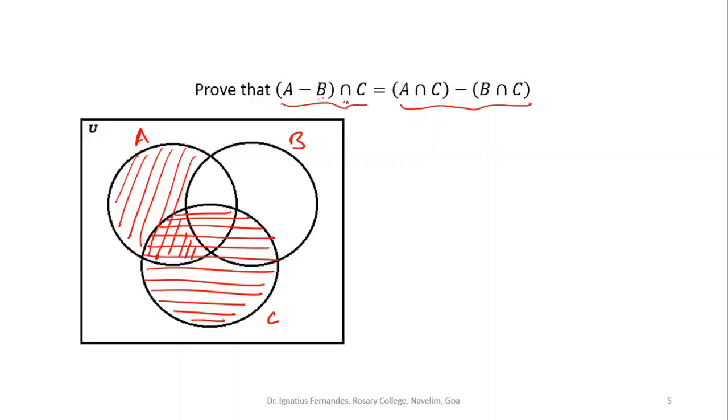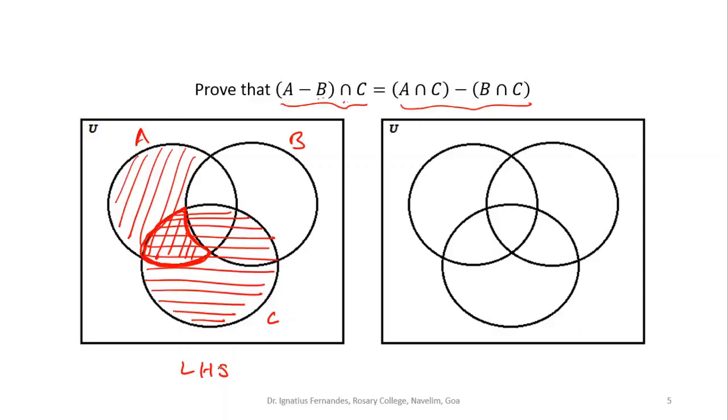I have to take the intersection. So where is the intersection? The common part. So this is the part which is common, where both the lines are present, or we have the common elements, right? This is the left hand side. The same way, let us draw the right hand side. So I have three sets here. I have A, B and C.